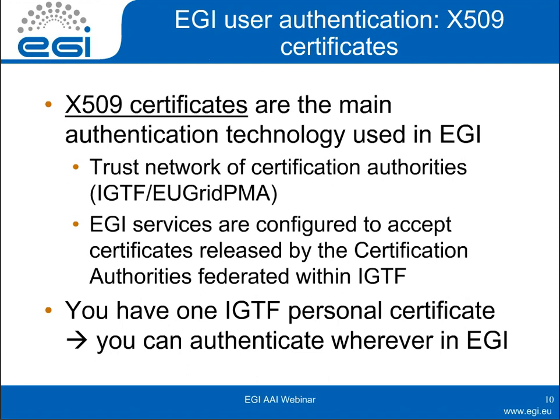The certificates are provided by a collaboration of identity providers who are part of the International Global Trust Framework, or the EUGridPMA. There are different groups of certification authorities who release certificates in Europe. And the EGI services are configured to accept certificates released by the certification authorities federated in the above collaborations. Baseline is, if a user has one IGTF personal certificate, this user can authenticate in EGI, wherever in EGI he will be authenticated. It doesn't mean he can actually be authorized, because that depends on the VO membership, but definitely his credentials are accepted in the EGI services.